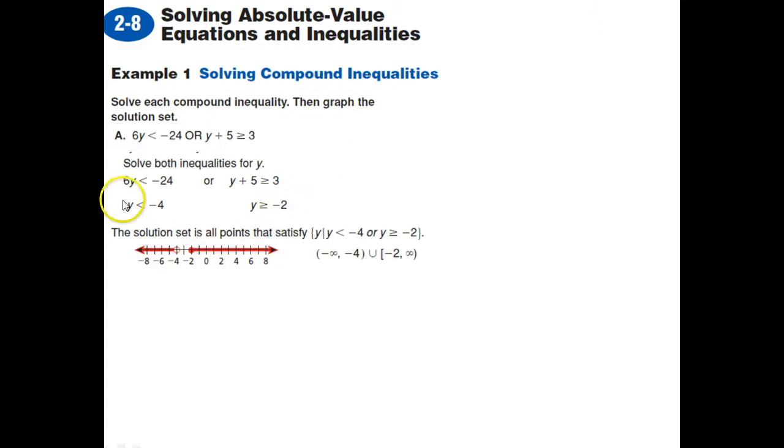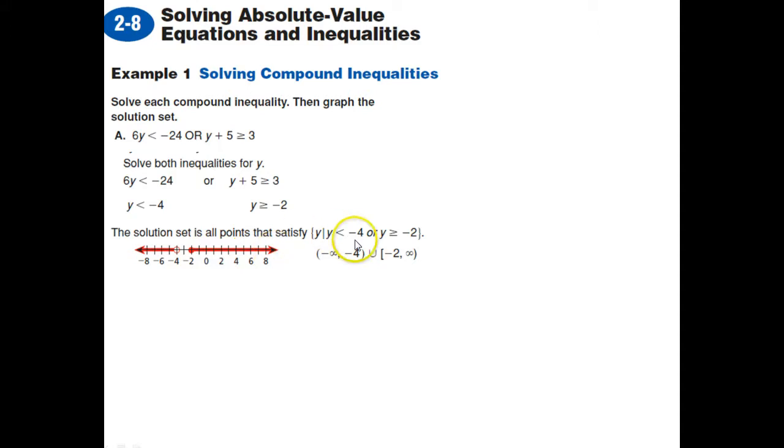If you were solving 6y less than negative 24, you would divide both sides by 6 and get y less than negative 4. Solving this one individually, you would subtract 5 or get y greater than or equal to negative 2. Graphing these, which is part of the directions, requires us to graph the part that's less than negative 4 with an open circle and the part that's greater than or equal to negative 2 with a closed circle. So we make our graph go this way.